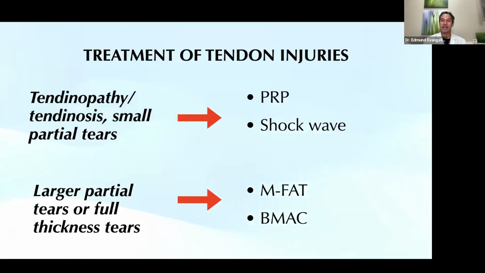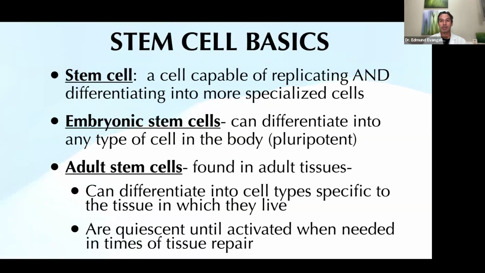Now, why do we like fat and bone marrow? These tissues contain what we call our mesenchymal stem cells or adult stem cells. So scientifically, we believe that these have more potential for healing these more significant tendon injuries. So I'm going to briefly go over some of the stem cell basics so you can learn more about why we like fat and bone marrow for treating some of these pathologies.